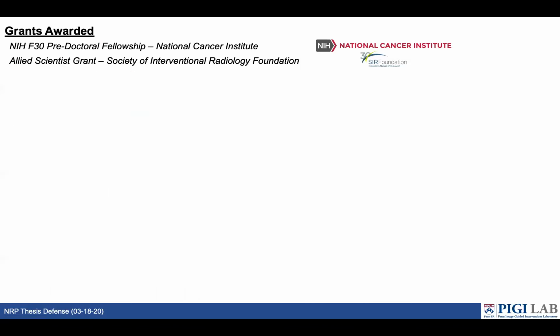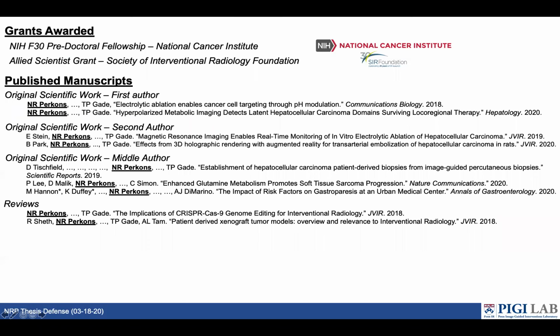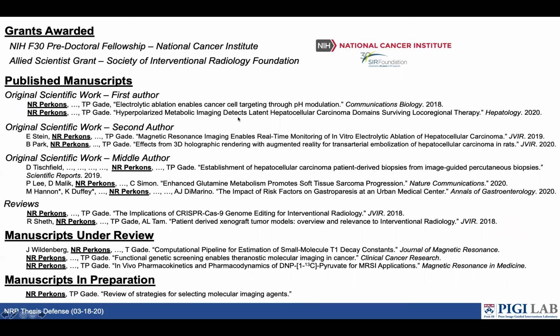And so with that, there are many grants that have made this possible, a few that have been awarded to me directly that I'm greatly appreciative of, from the National Cancer Institute and from the Society of Interventional Radiology Foundation. As my mentor previously alluded, this has led to a number of papers in my time here, and there are a few that are under review and in preparation. The work that I talked about today is actually largely unpublished, as specified by the blue arrows, although a few of them are under review, and we're hoping to hear back shortly.